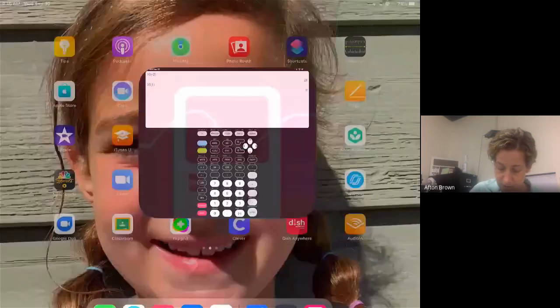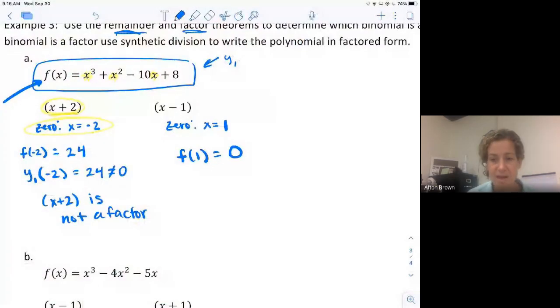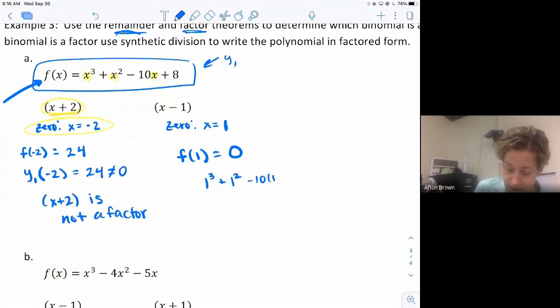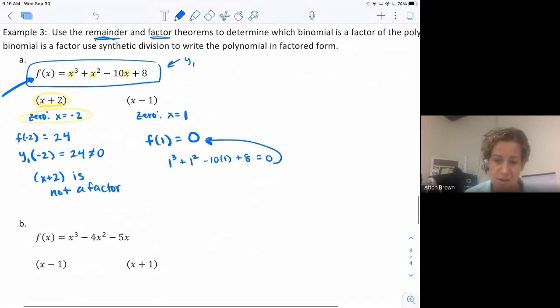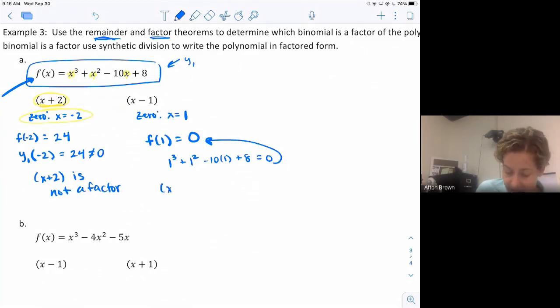I'm going to come back here. So we got 0. If you don't like using your calculator, what we basically did is we plugged 1 in. So we did 1 cubed plus 1 squared minus 10 times 1 plus 8. And that equals 0. So if you'd rather do it by hand, you can, but you're going to have to do a lot of these, so it would be nice to use your calculator. If it's 0, that means x minus 1 is a factor.